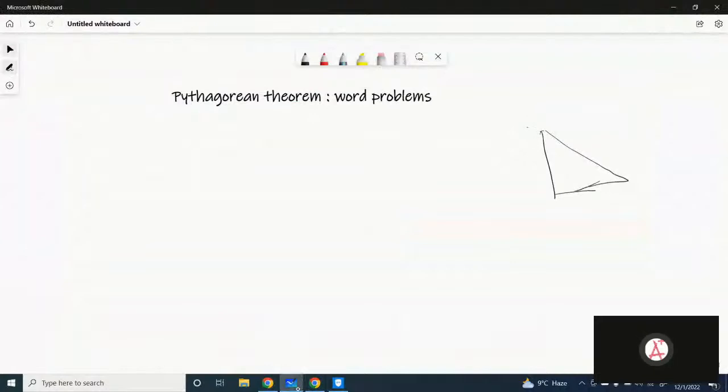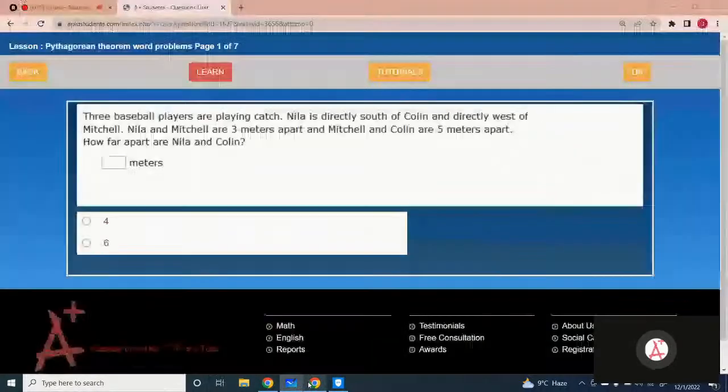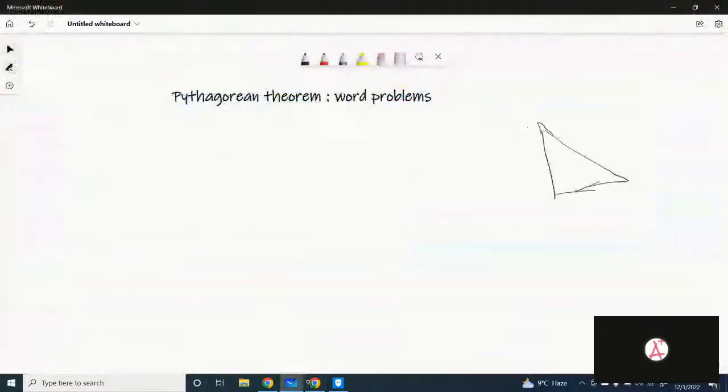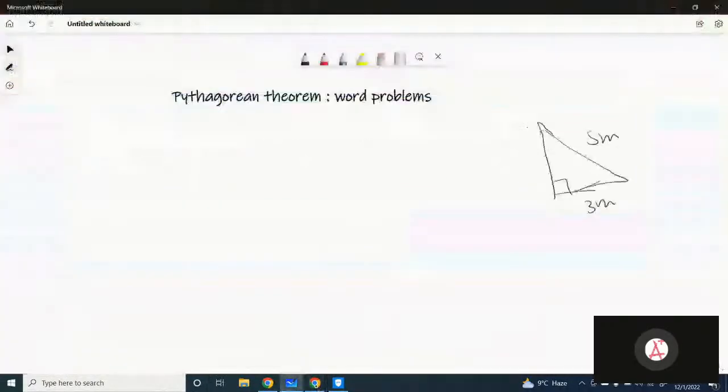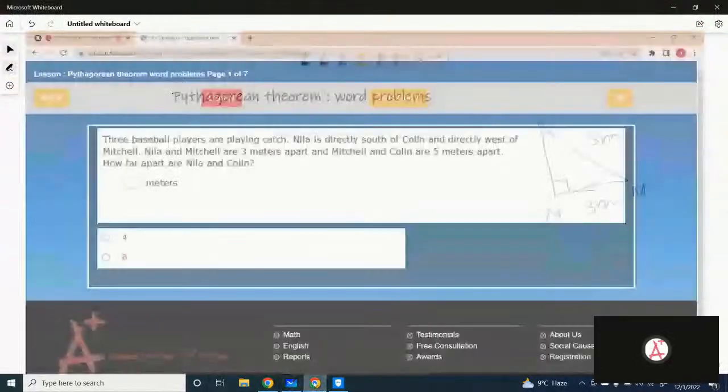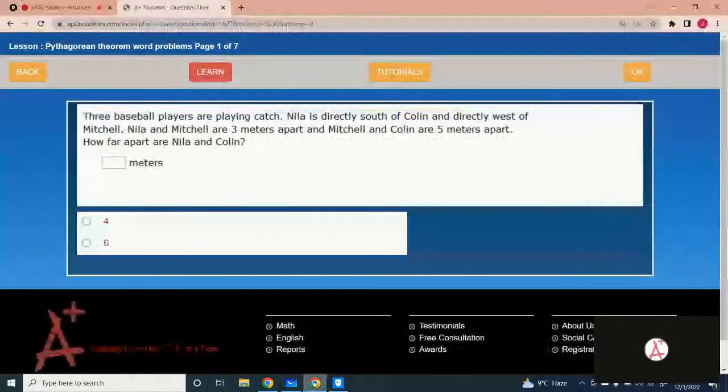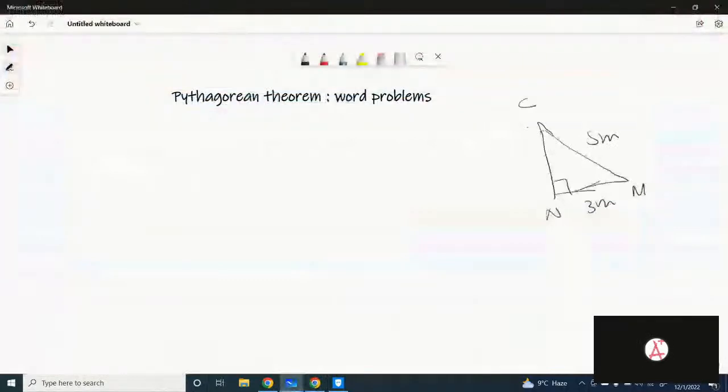So one of the side lengths is 3 and the other side length is 5 meter. So this is 3 meter and this is 5 meter. Okay. Here is the Neela and here is the Mitchell, and the third one is Colin. Got it? Okay, so you have to find the side length of the opposite.